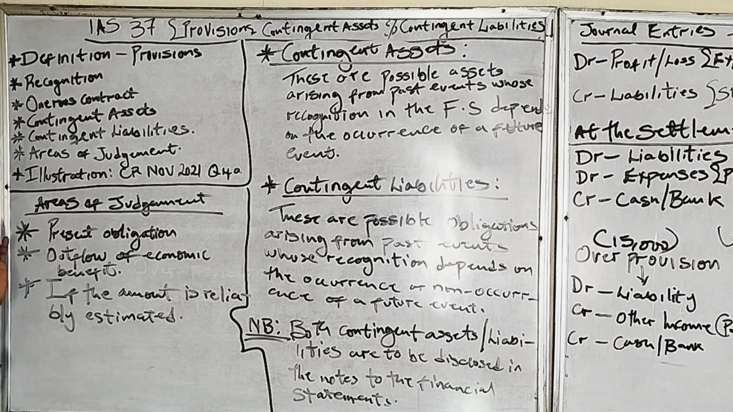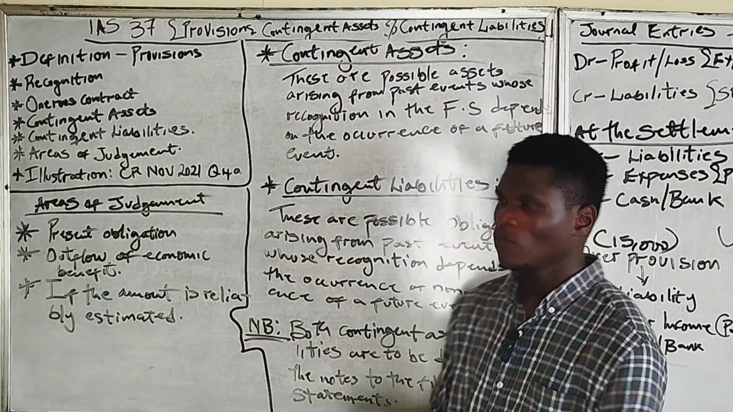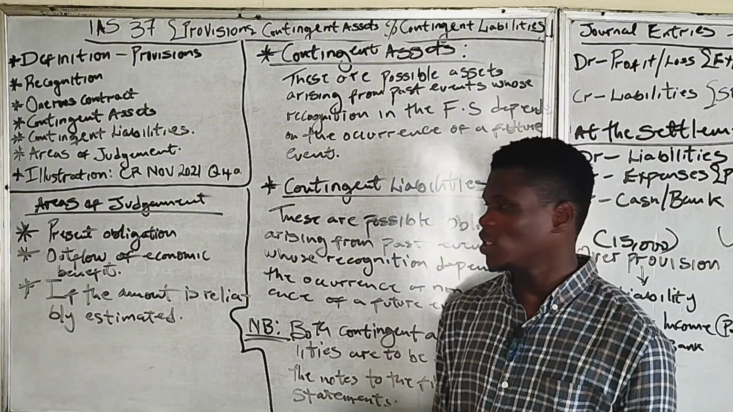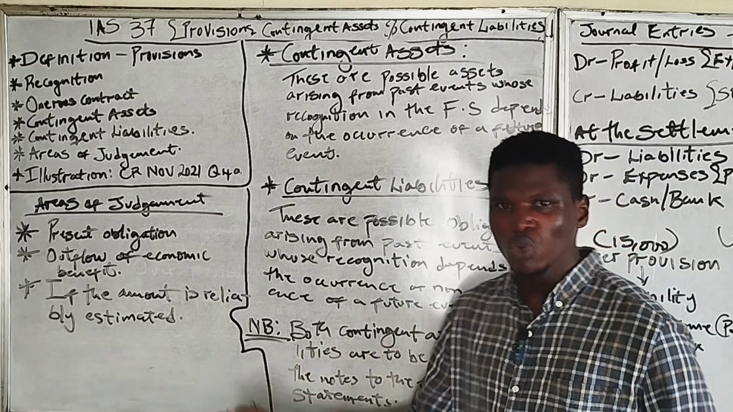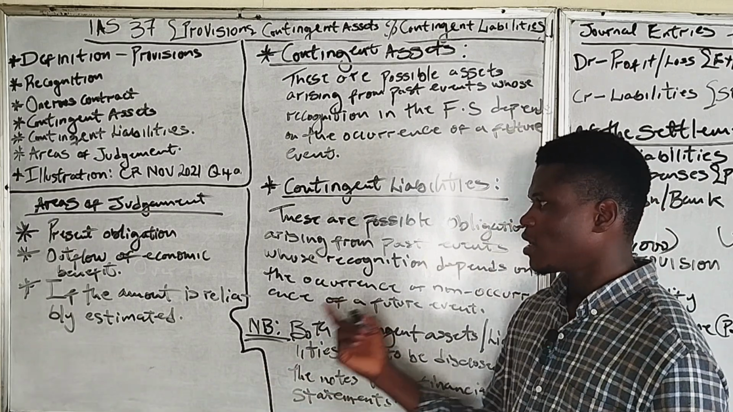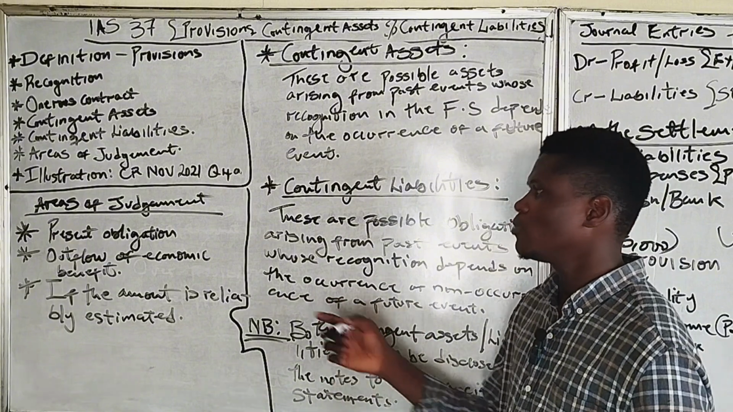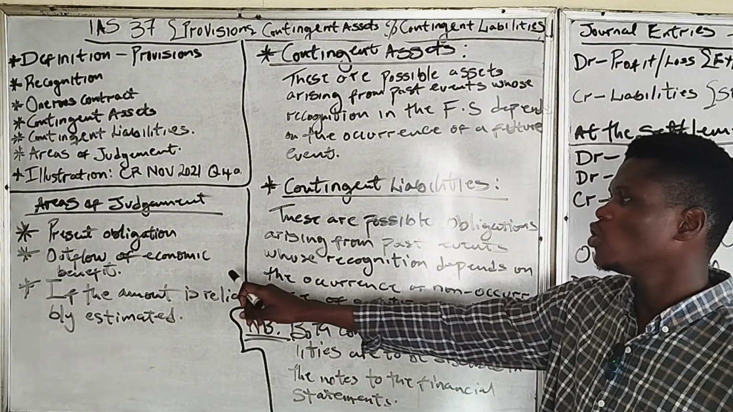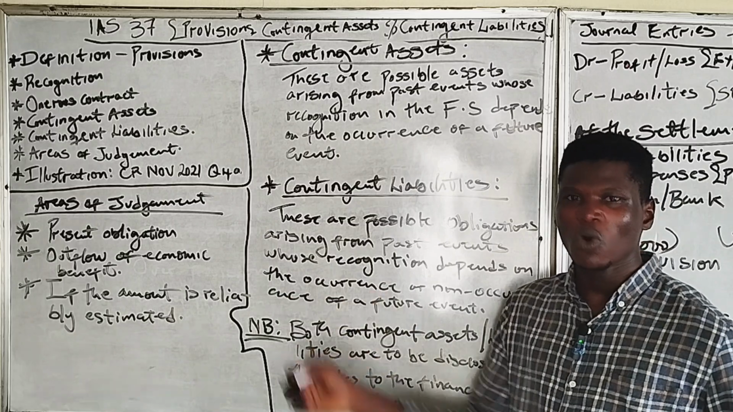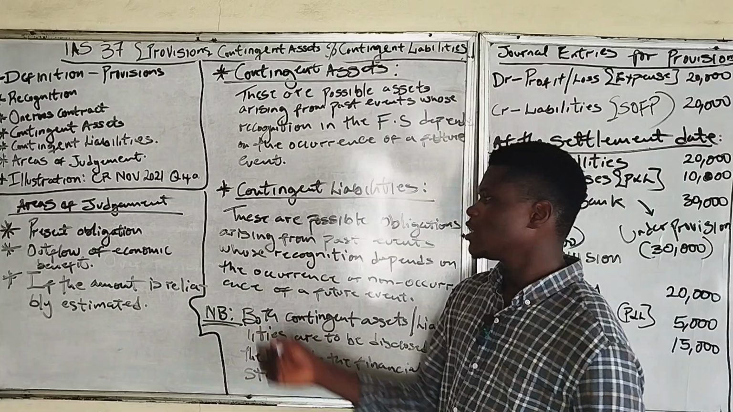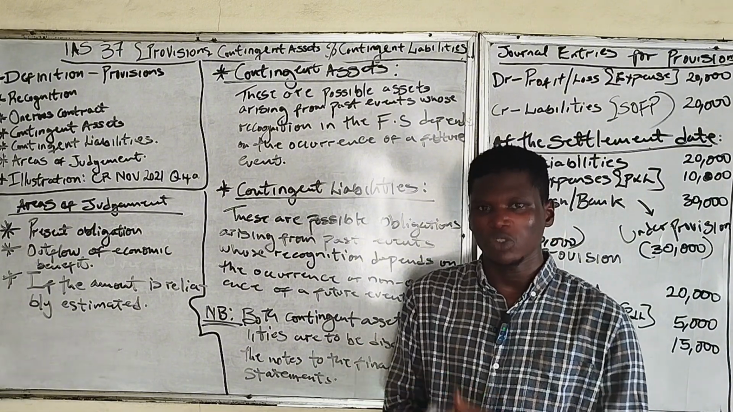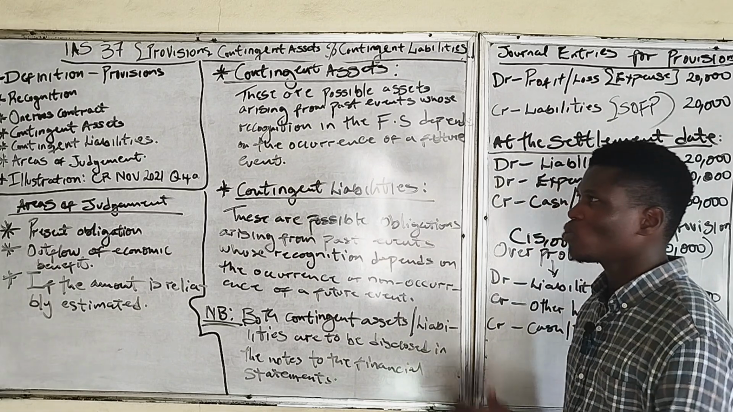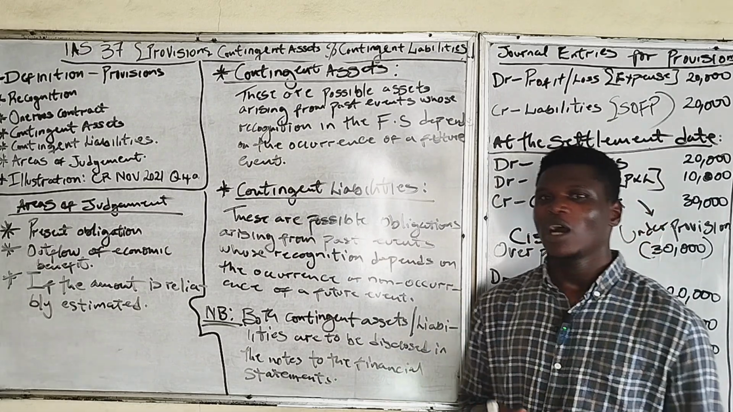So these are the areas of judgment required by a professional accountant in relation to IAS 37, provisions, contingent assets, and contingent liabilities. So one of them is that you must be able to ascertain if there is a present obligation to settle a particular transaction. So you as an accountant or you as the financial controller should be able to ascertain that as a professional. Secondly, you should be able to identify if there will be an outflow of economic benefits. Then lastly, you should be able to ascertain if the amount which you are setting aside is reliably estimated or measured. So these are all in relation to IAS 37, provisions, contingent assets, and contingent liabilities.